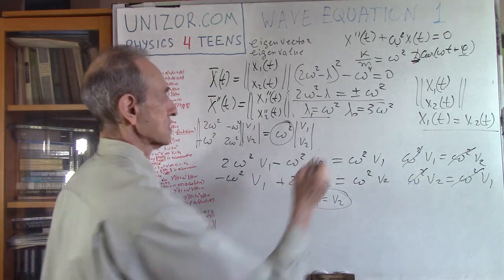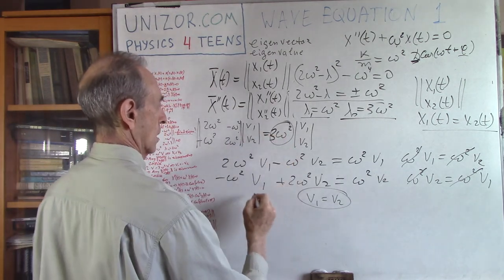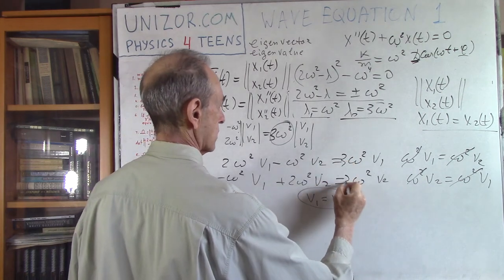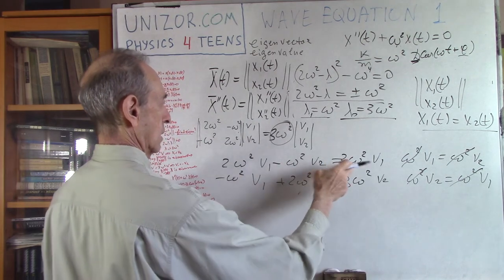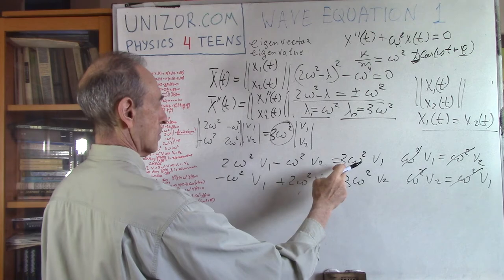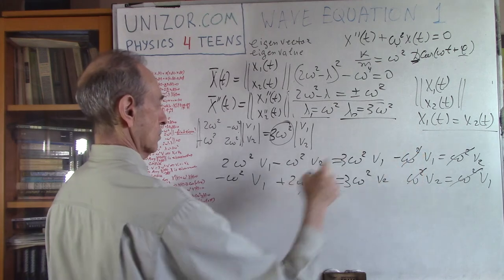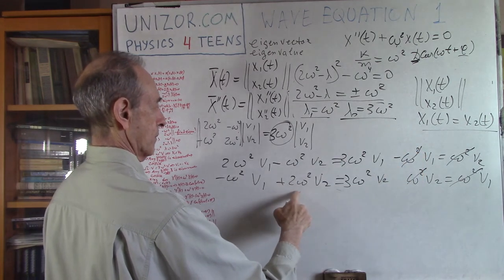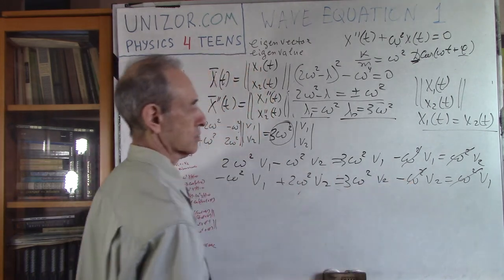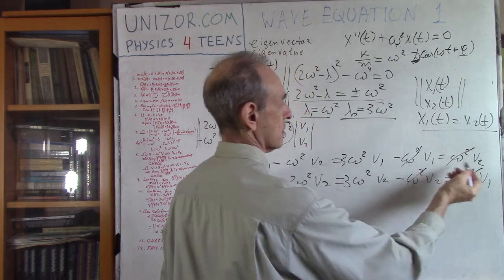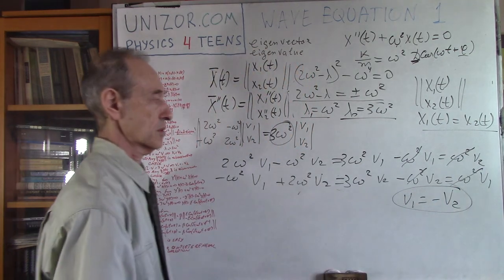Now, what happens if we start from this? Okay, let's do it this way. This goes to the left, this goes to the right, and I will have minus omega square v1 equal to omega square v2. Here, this goes to the right, this goes to the left, I will have minus omega square v2. So again, these are the same. V2 and V1 are opposite in sign, but otherwise exactly the same.